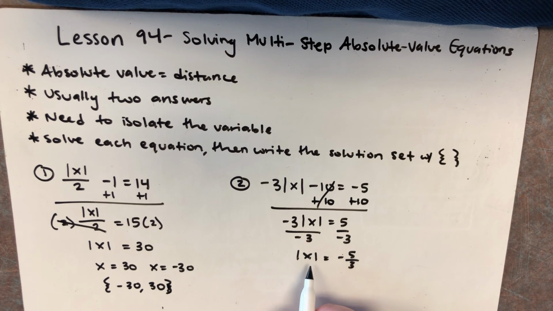Since absolute value is going to end up positive, this is going to be no solution. There's two ways to write it. You can write it as an empty set of brackets, or you can write a 0 with a line through it to show no solution.